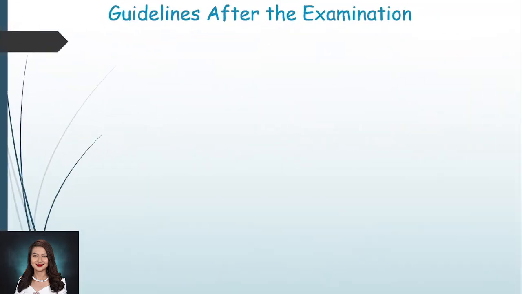Next, we also have guidelines after the examination. After the examination, the next activity that the teacher needs to do is to score the test paper, record the result of the examination, return the test papers, and last, to discuss the test items in class so that you can analyze and improve the test items for future use.